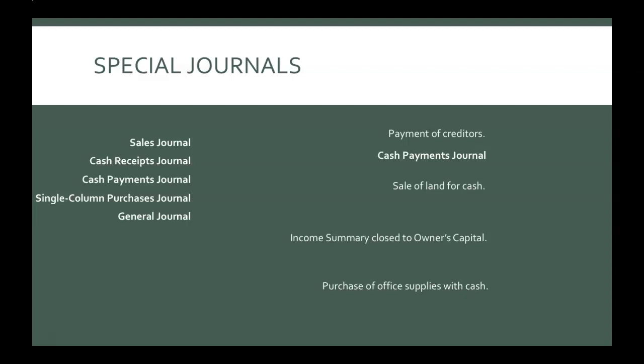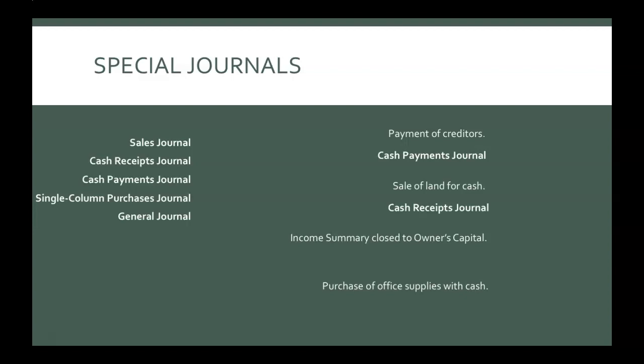Now, sale of land for cash. Remember, the sales journal is only for merchandise on account, so we can cross that off right away. And then we see that cash is involved. Well, if we sold land for cash, we are receiving cash, which means we need to record this in the cash receipts journal.